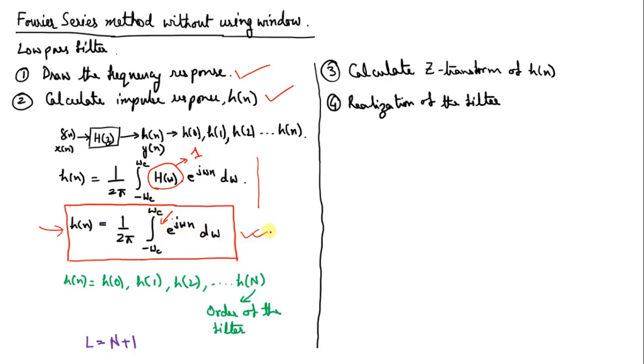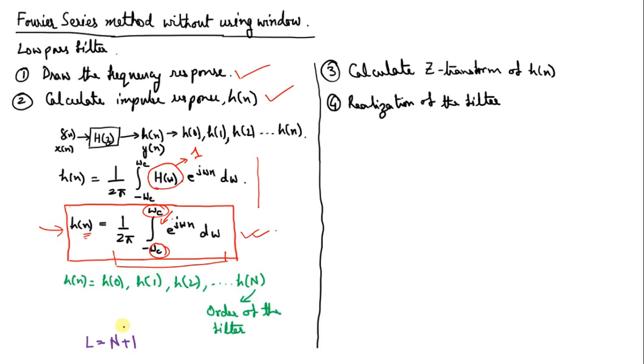Okay. So once you do this, because you will be getting this omega c components from your question. Now once you have got that, you have to solve this integral. And once you solve this integral, then you have to find out the different impulse response values.